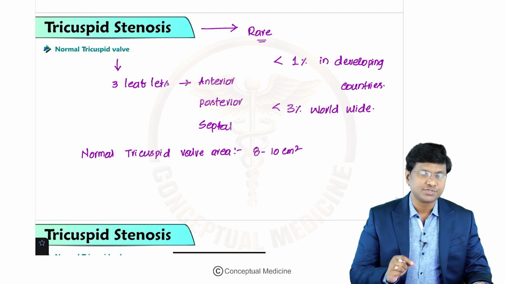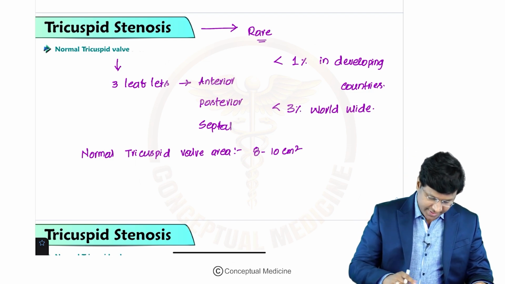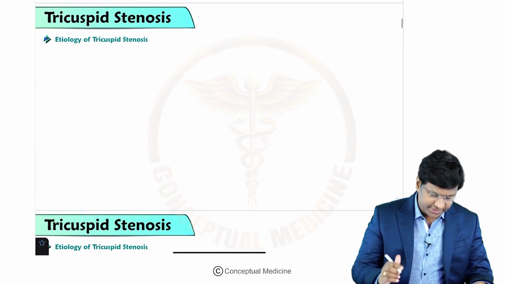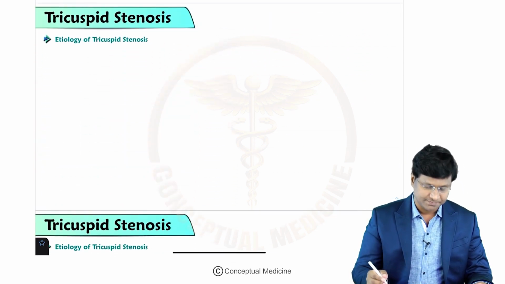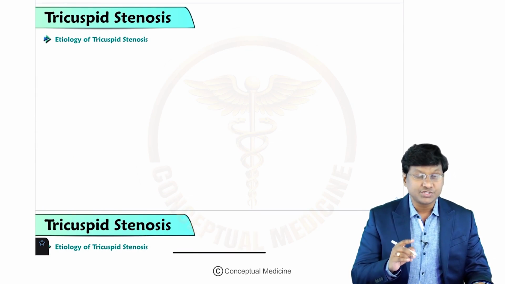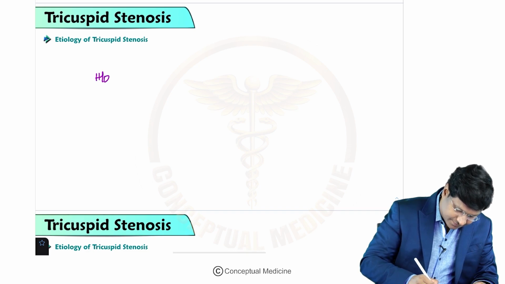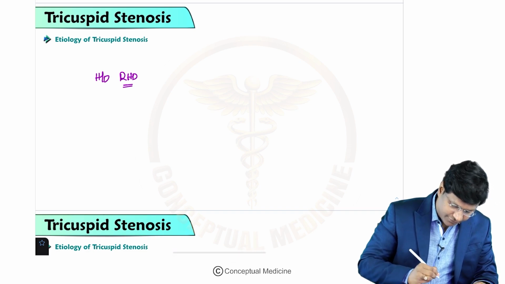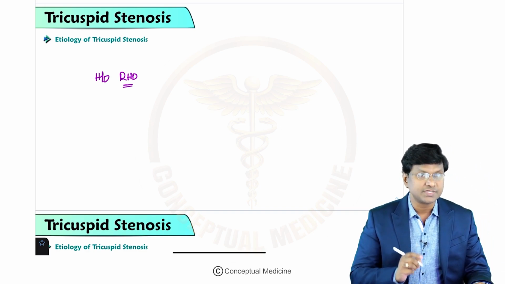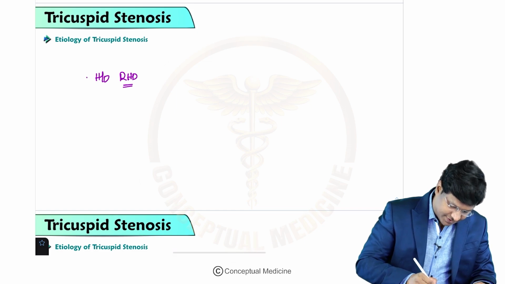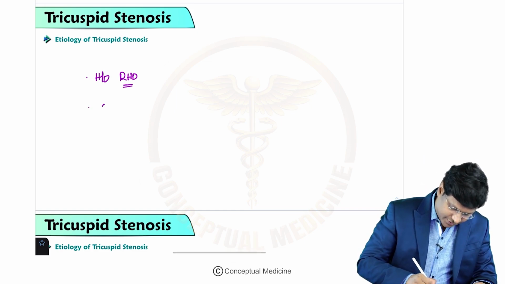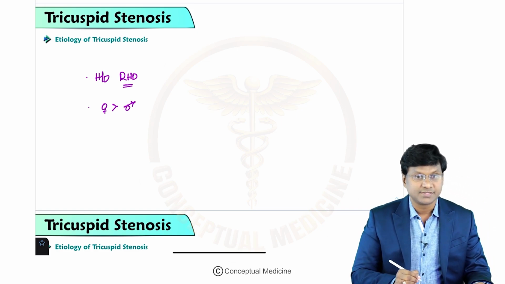So in tricuspid stenosis, what exactly happens? There will be narrowing of the tricuspid valve. And for that, you need to know the etiology of tricuspid stenosis. The history of rheumatic heart disease is most likely present. And let me tell you, this is more common in females rather than males.